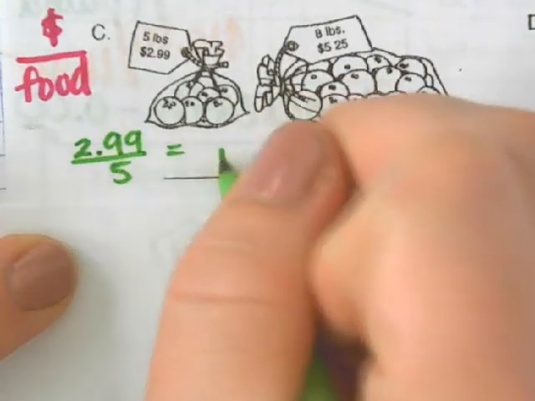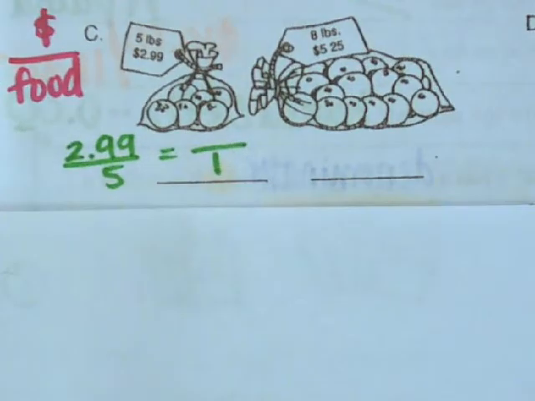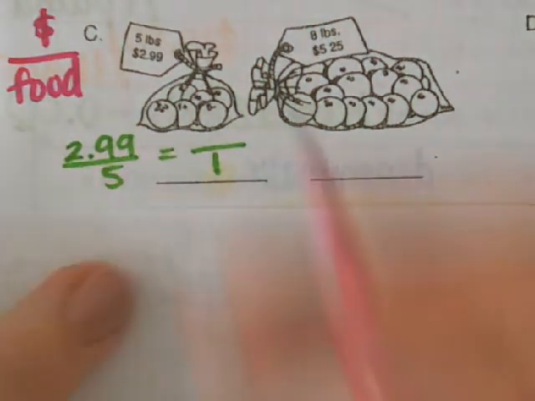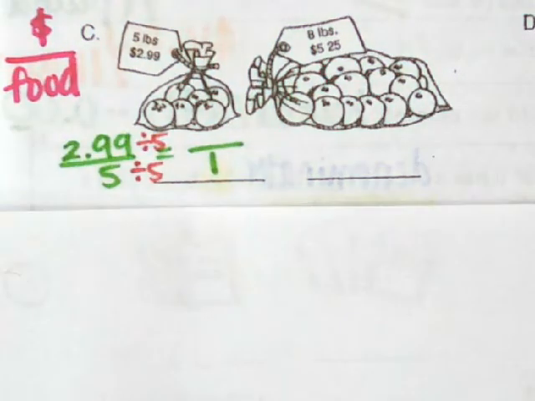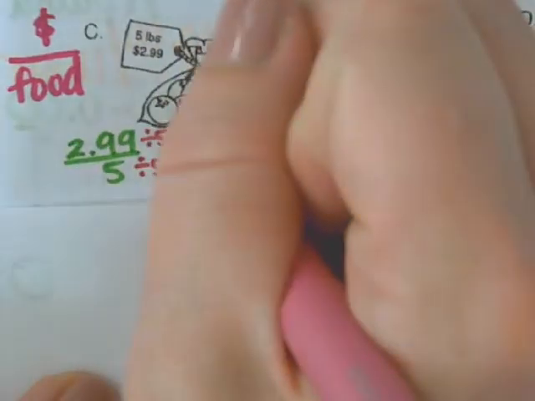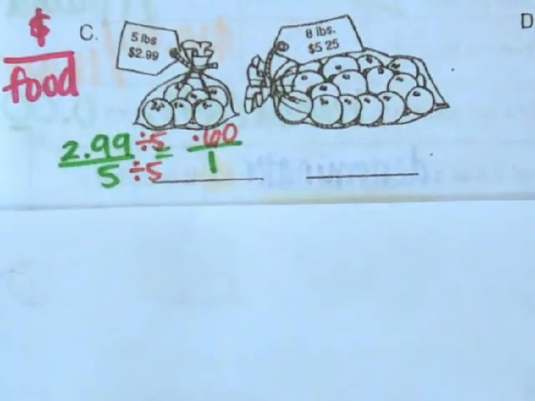But remember, I want to know how much it would be for 1 pound. In order to solve, I'm going to have to divide by the denominator of 5 on the top and bottom. $2.99 divided by 5, rounded, is 60 cents. Okay, let's compare it to the next bag.